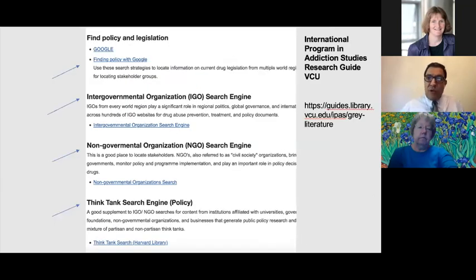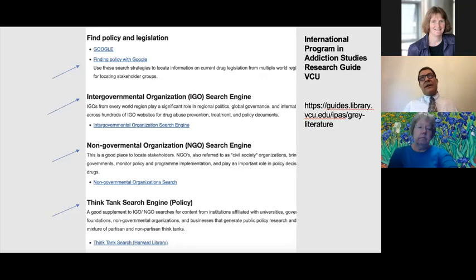Our International Program in Addiction Studies Research Guide offers you search capabilities for intergovernmental organizations, non-governmental organizations, think tanks, finding policy, all of them connected to global research. So you can customize your search to find policy, for example, global policy, international policy, through these tools. So I'm leaving you here with the title of the research guide and the link that you can use directly, okay?